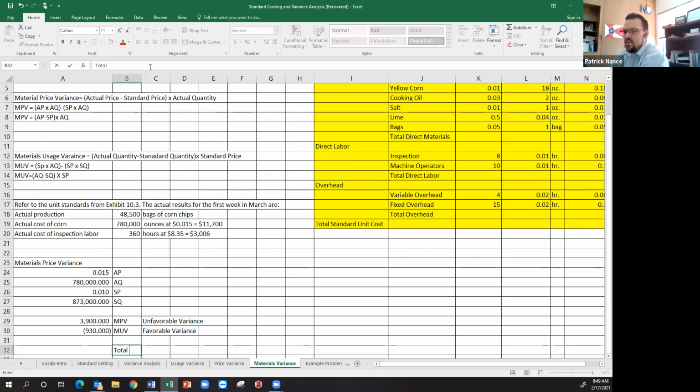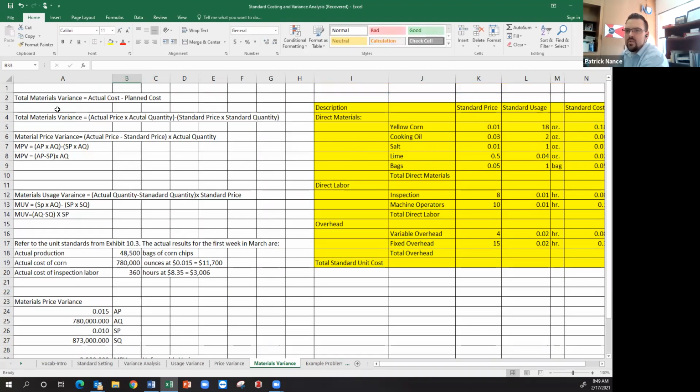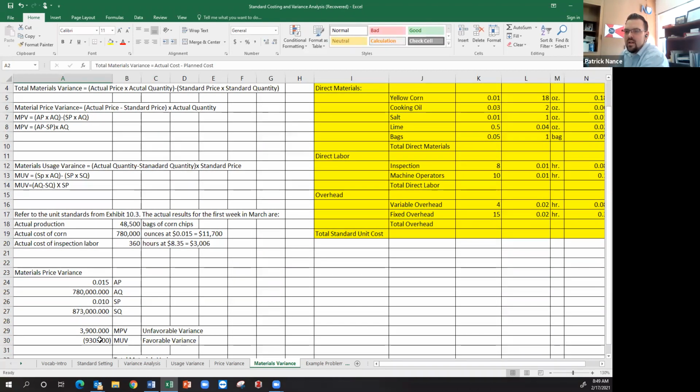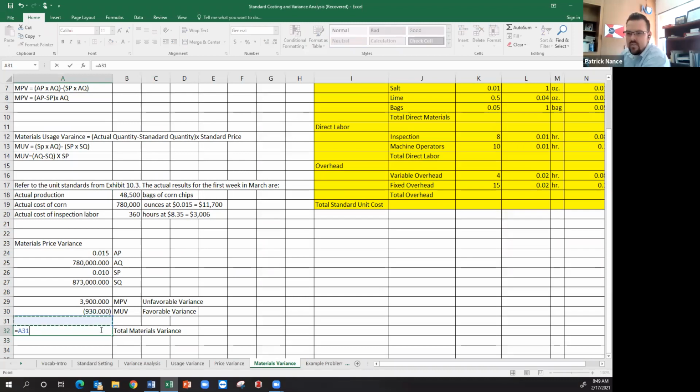Now, I can find the total materials variance by either going back and redoing the whole formula up here, or I can just add together these two, my materials price variance and my materials usage variance. Whichever one is larger determines whether it comes out favorable or unfavorable. Since my unfavorable variance is larger, this is overall going to be an unfavorable variance. And that is the materials price and materials usage variance.